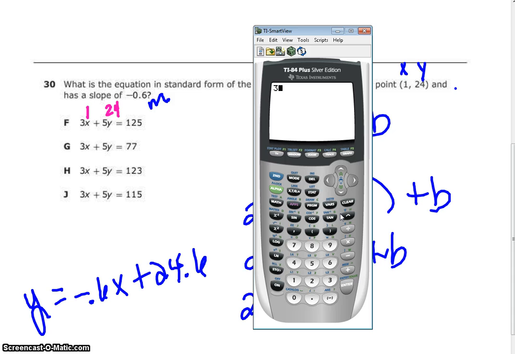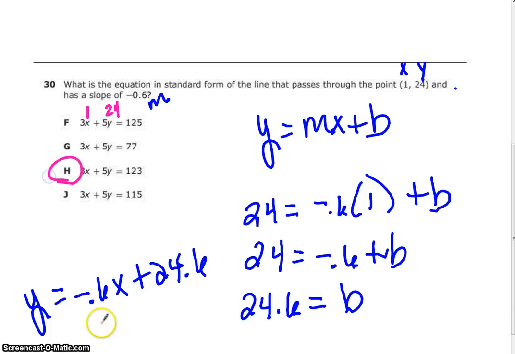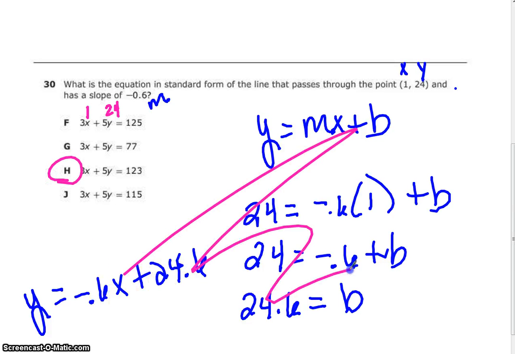So you would say 3 times 1 plus 5 times 24, and you get 123. So F does not work, and G does not work. H, it works. J, it doesn't. Oh, look how easy that was. Okay, so everything I did, it works, but it was a lot harder than what you should have done. Take the point, put it in for x and y, and see which one it works on.